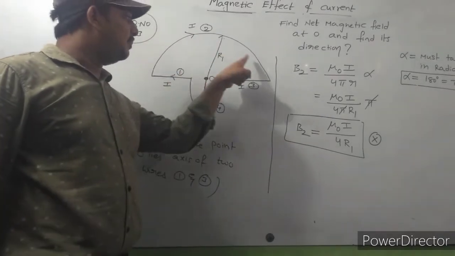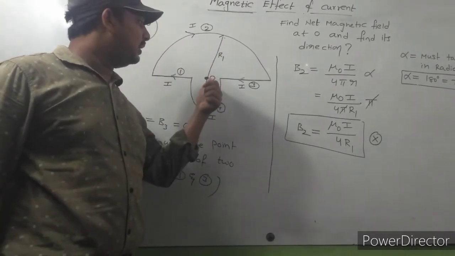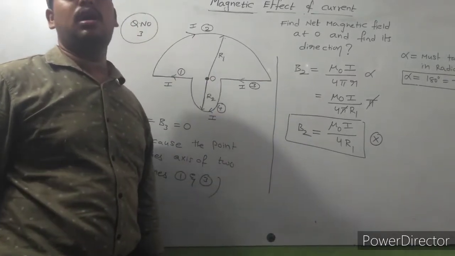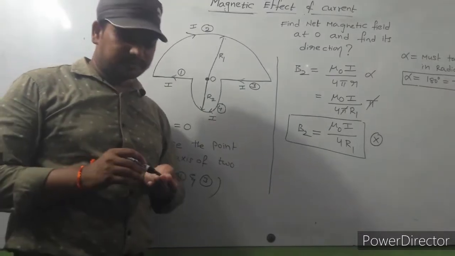Okay. Due to the second part, the magnetic field acting at O is mu naught I by 4 R1. So that is the B2 value. Next.